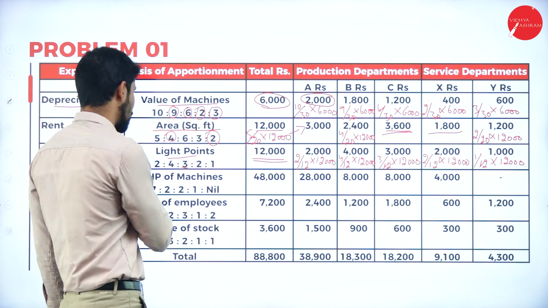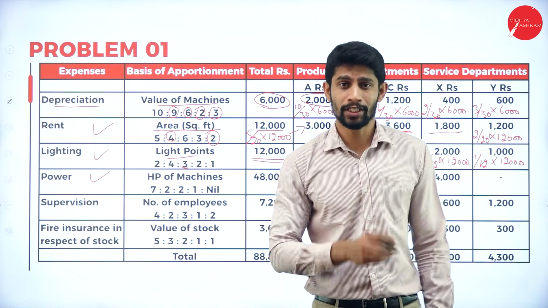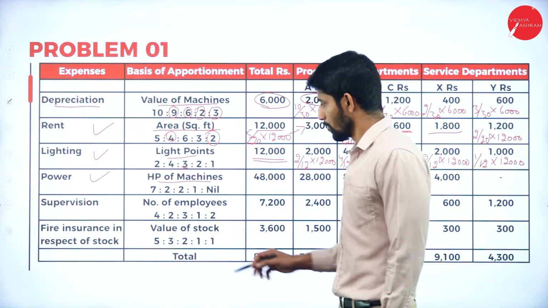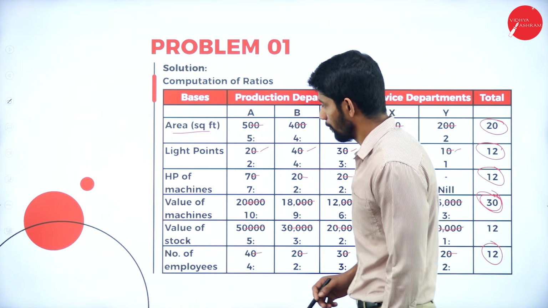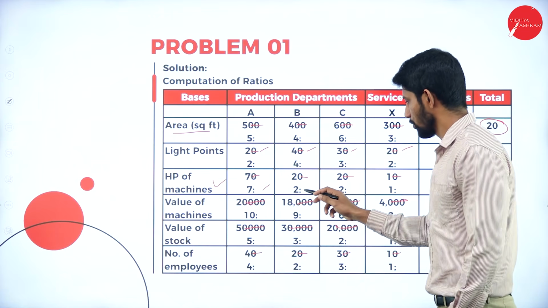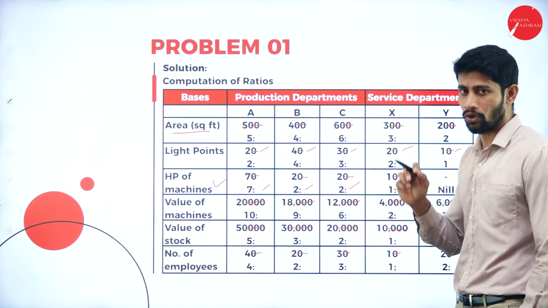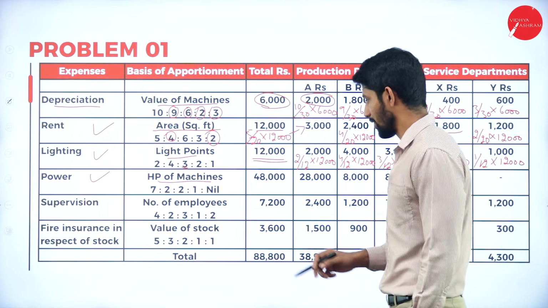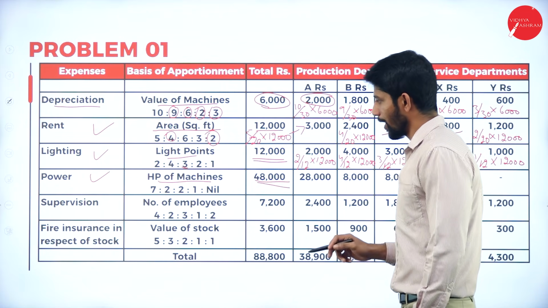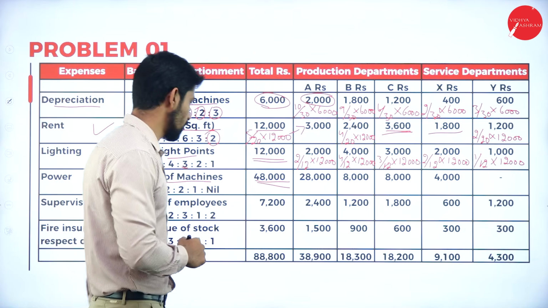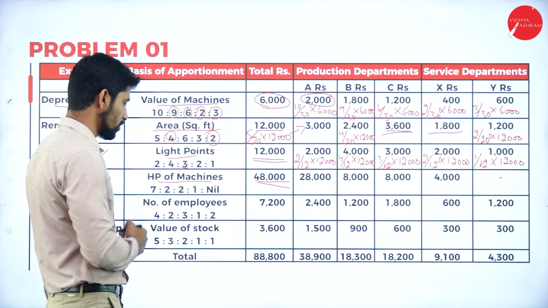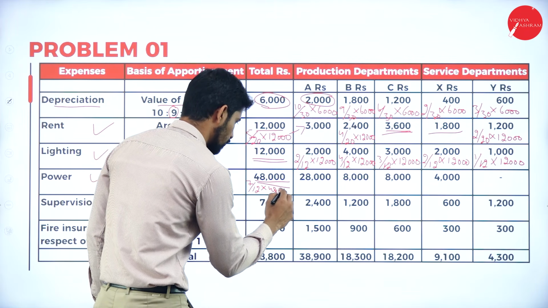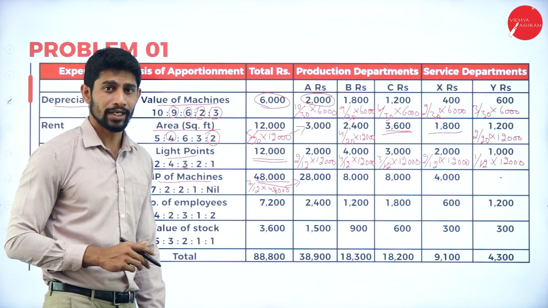Next one is power. On what basis are you going to allocate the power? It is based upon HP of machines, that is, horsepower of machines. We already found out the ratio for HP of machines: 7:2:2:1:0, that is nil. The total expenditure on power is 48,000. For production department A, the ratio is 7. The total is 12. So 7 divided by 12 into 48,000, you will get 28,000.